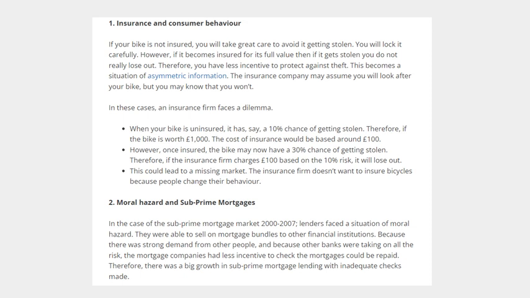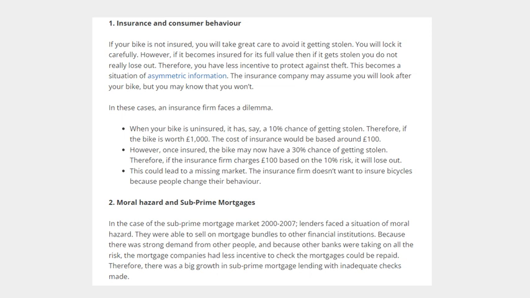Other examples of moral hazard. 1. Insurance and consumer behavior. If your bike is not insured, you will take great care to avoid it getting stolen. You will lock it carefully. However, if it becomes insured for its full value, then if it gets stolen you do not really lose out. Therefore, you have less incentive to protect against theft. This becomes a situation of asymmetric information. The insurance company may assume you will look after your bike, but you may know that you won't.